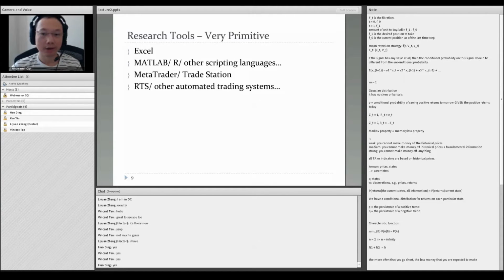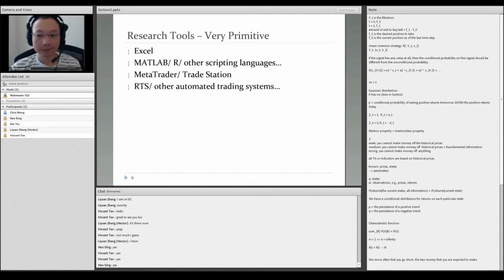In my personal opinion, okay, it's just my personal opinion, these tools are very primitive. They are not built for quantitative trading, in the sense that it's very difficult for me to use these tools to build sophisticated mathematical strategies and do backtesting on them, especially for intraday or high frequency data.